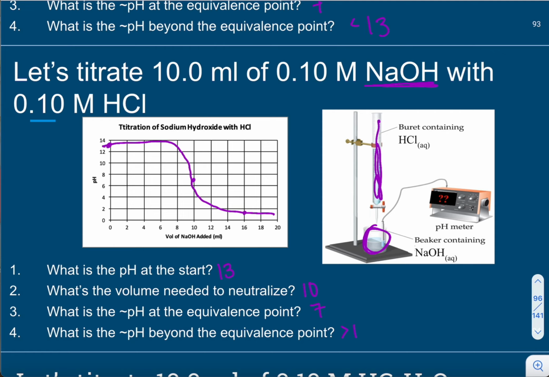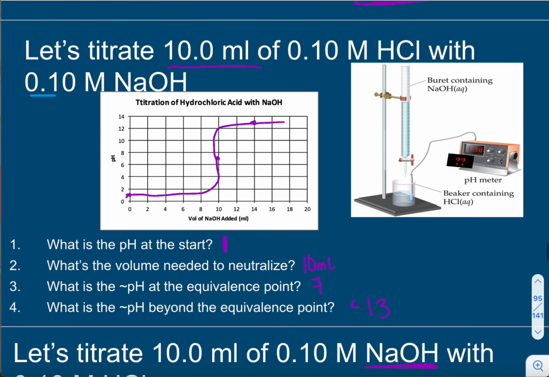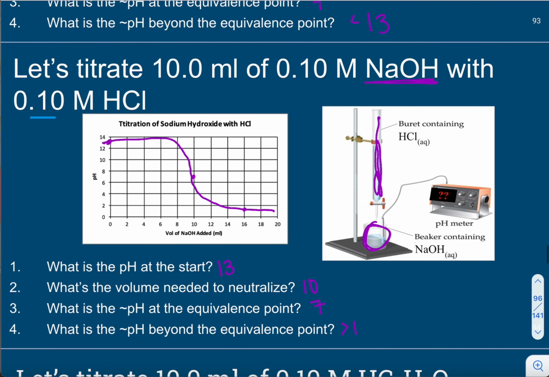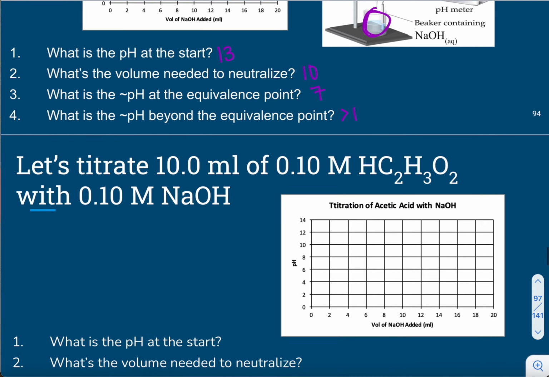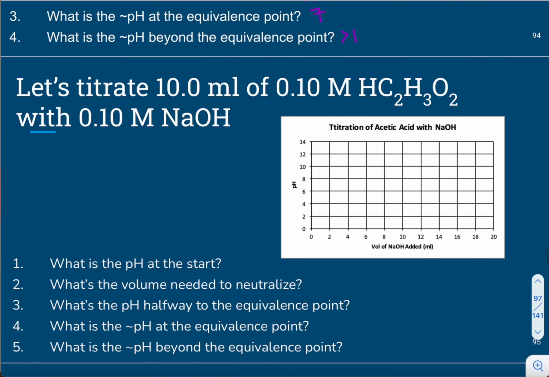So those are strong acid, strong base curves. They all pretty much look the same. They're all going to neutralize at 7 and all of that great stuff. Okay, so if you start with an acid and use a base, it looks like this. You start with a base and use an acid, it looks like this. So now let's take a weak acid and a strong base.